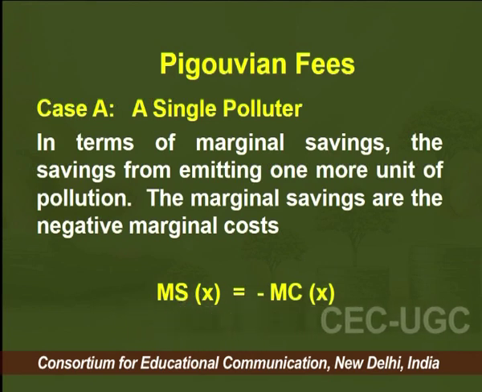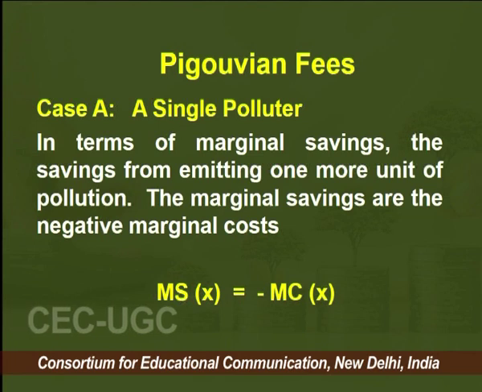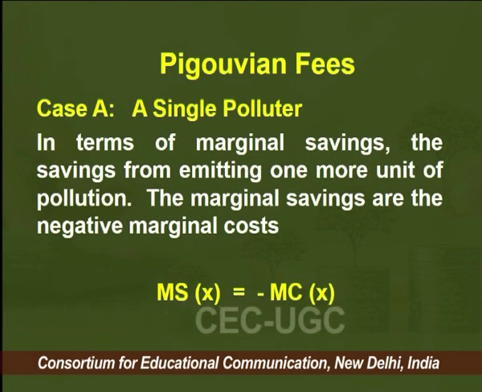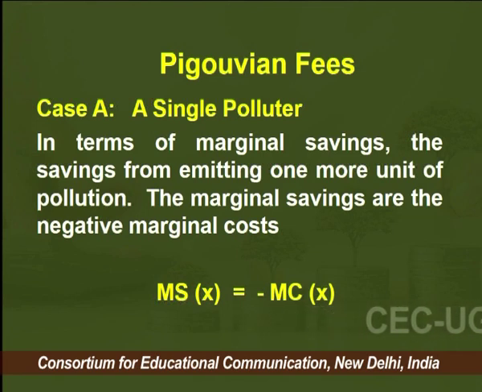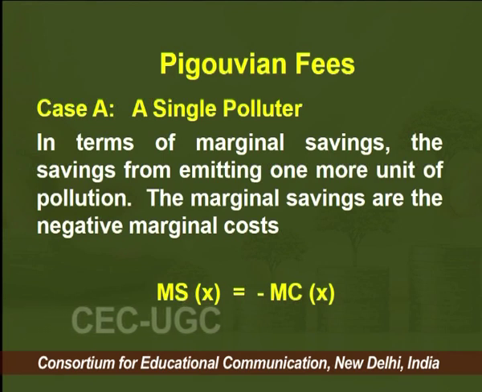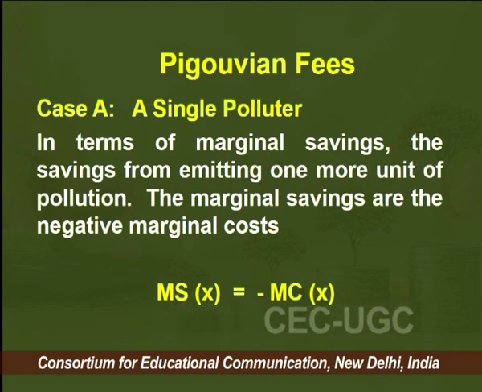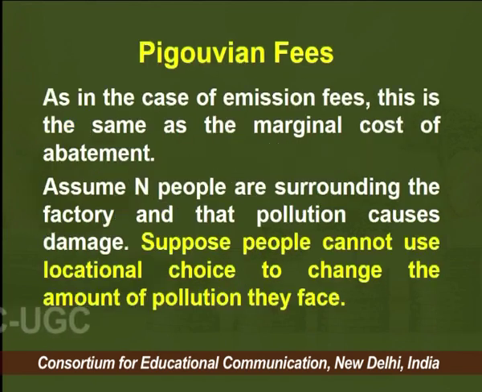In terms of marginal savings, the savings from emitting one more unit of pollution is considered the marginal savings. If you emit, it means you are not abating and therefore you are saving. Marginal savings are therefore the negative of marginal cost, as you can see in the equation: MS(X) is equal to minus marginal cost of X. This is the same marginal cost of abatement we talked about in the case of the emission fee.